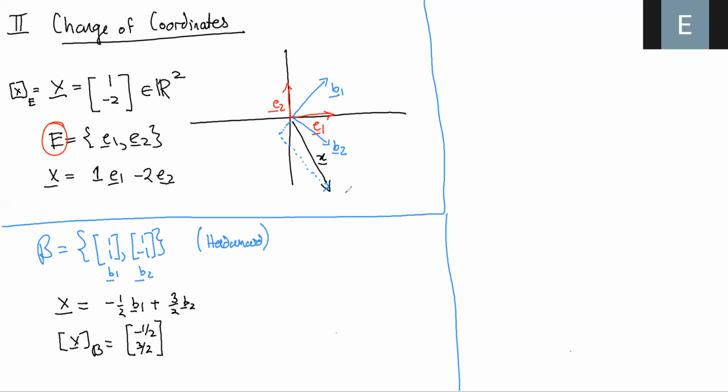Could you just use the m by n matrix of the transformation relative to E and the basis B?